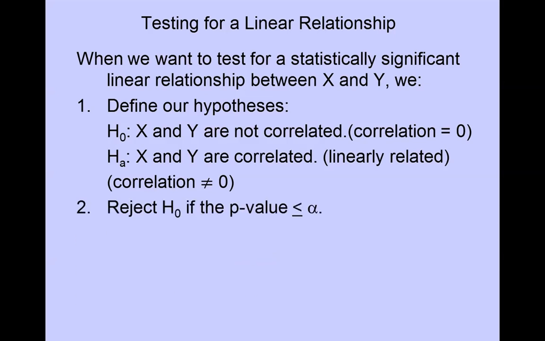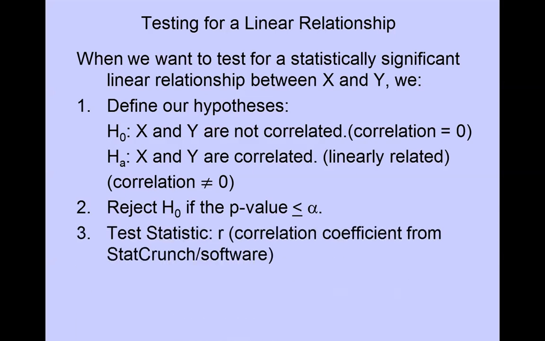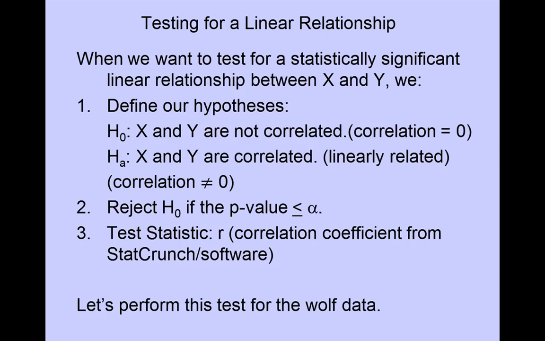Next, we would write our decision rule, which will say to reject the null hypothesis if the p-value is less than or equal to some given level of significance. Then we would need a test statistic. In this case, we're going to use the sample correlation coefficient that we get from software, or the value of R. So let's perform this test, and then we'll go through the other steps which follow for our wolf data.